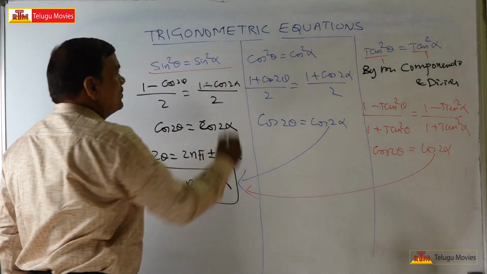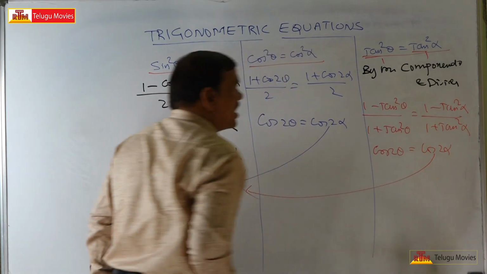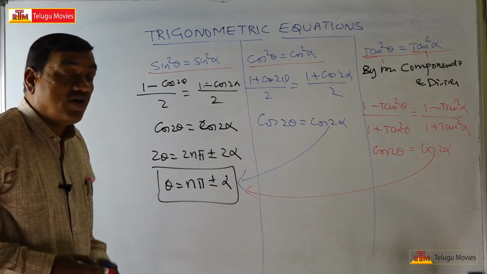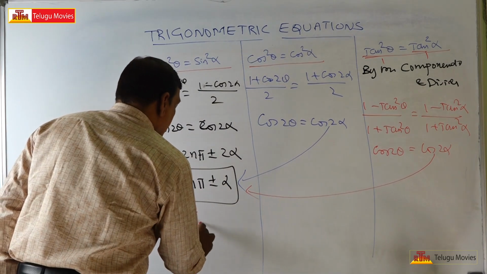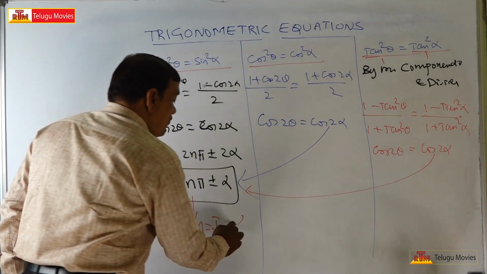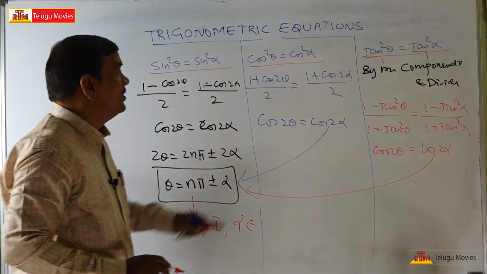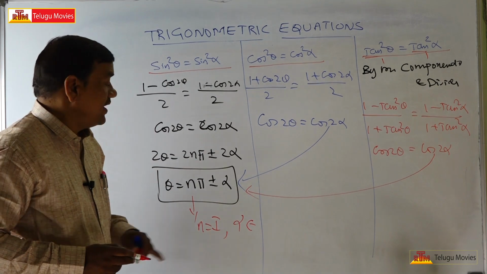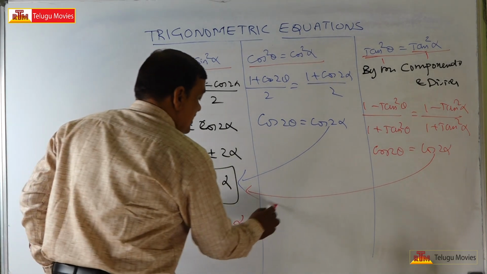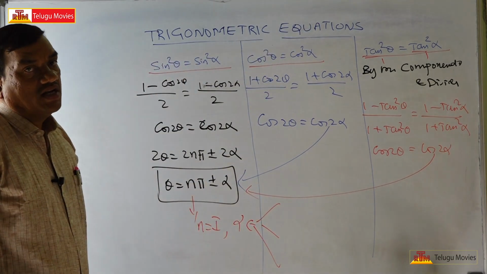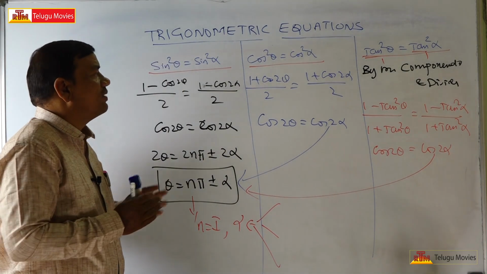If sin square theta is equal to sin square alpha, cos square theta is equal to cos square alpha, or tan square theta is equal to tan square alpha, for all these three types of equations there is one and only one solution: theta is equal to n pi plus or minus alpha, where n is an integer. Alpha belongs to the closed interval minus pi by 2 to plus pi by 2 if it is sin theta. If it is cos theta, the closed interval 0 to pi. If it is tan theta, the open interval minus pi by 2 to plus pi by 2. So it is different depending upon the equations involved.